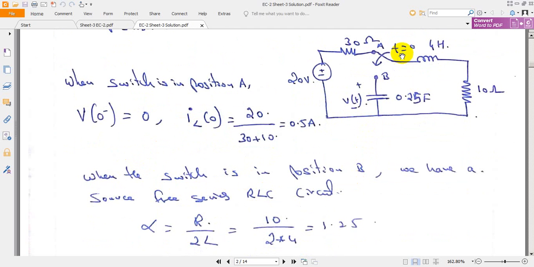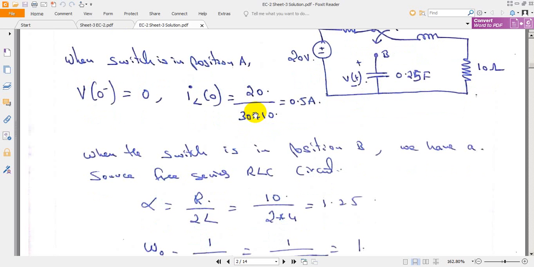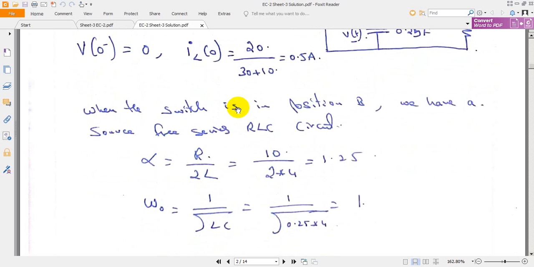When the switch turns to position B, if you observe, we have 3 different elements: inductance, resistance and capacitance. It is an RLC series combination. For an RLC series combination, we need to identify the damping of the response of the system, whether it is overdamped, underdamped or critically damped, for which we need to identify the alpha and omega naught values.